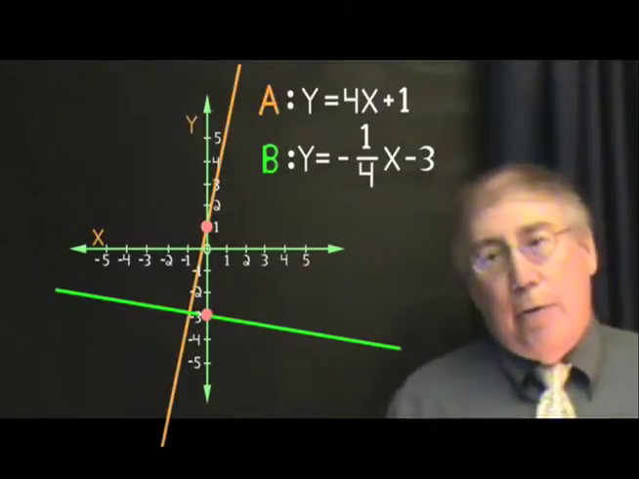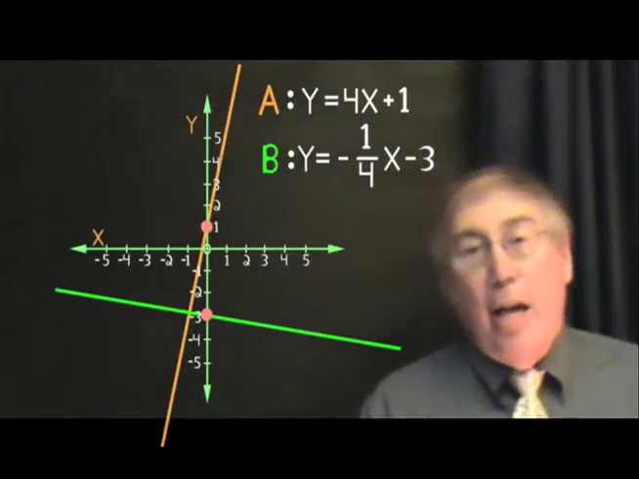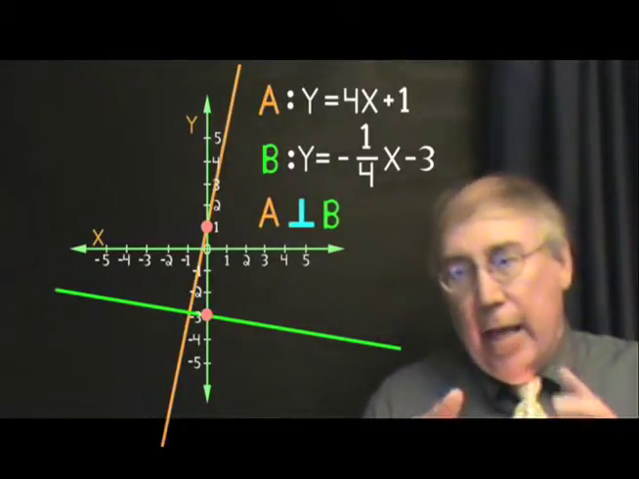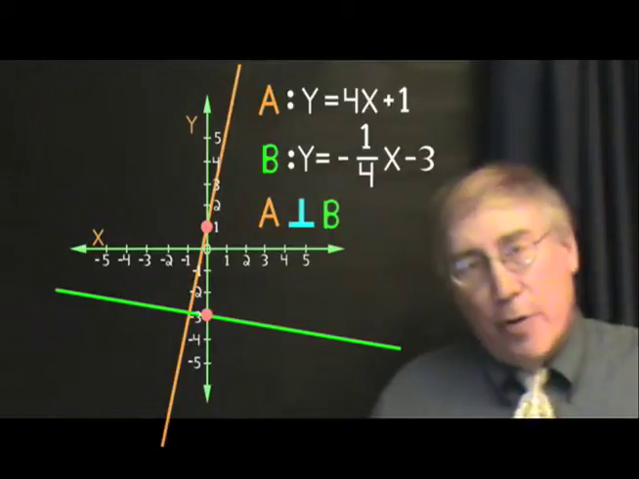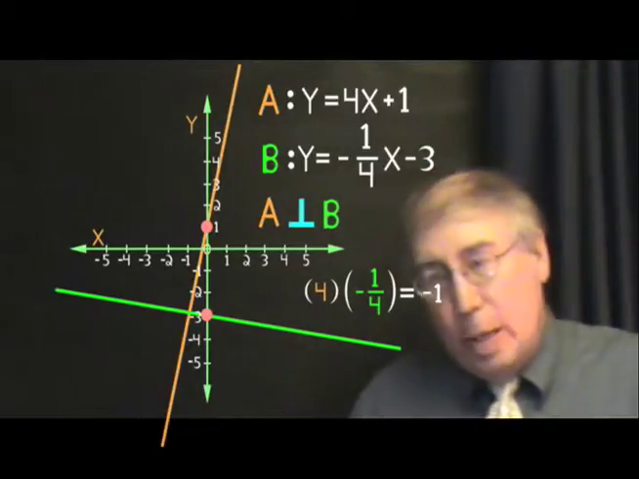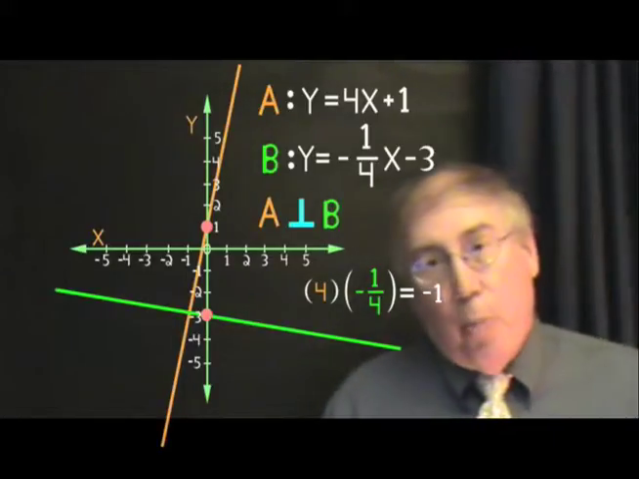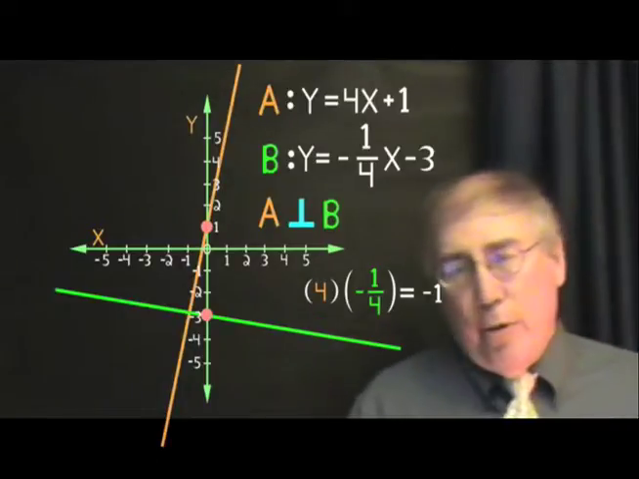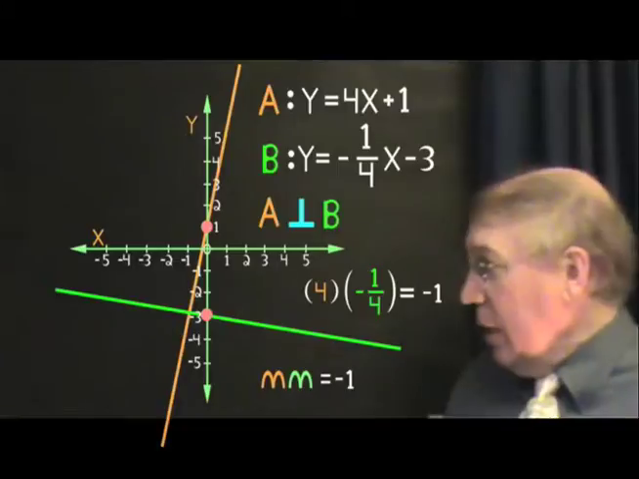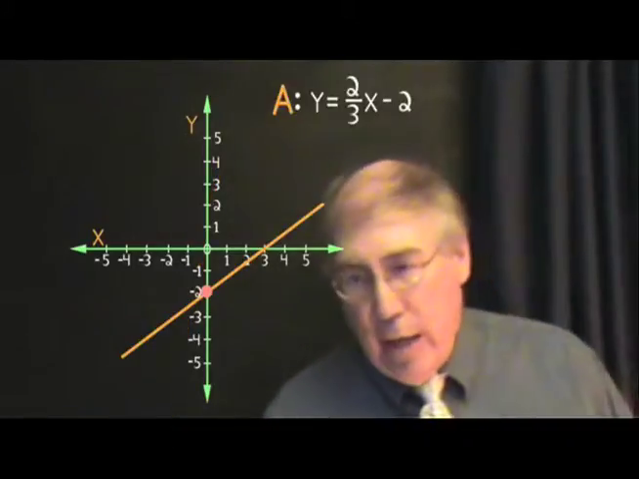It goes through -3 on the y-axis, and it has a slope of -1/4. Notice that the slope of line A is different than the slope of line B, and that the slope of line B is the negative reciprocal of the slope of line A. And if you multiply those slopes together, you'll get -1. So that's our key ingredient here for perpendicular lines.